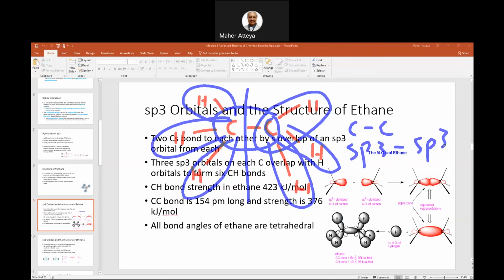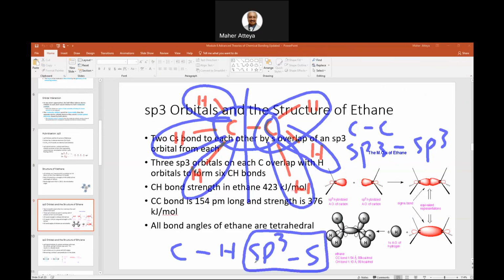The carbon-hydrogen, though, as we said before, is sp3 from carbon and s from the hydrogen. So if you are asked about carbon-carbon in ethane or carbon-hydrogen: between carbon and hydrogen is sp3-s, between carbon and carbon, sp3. It is tetrahedral. The angle is 109.5. So using the Lewis structure, I can determine what type of hybridization I'm dealing with, correct? So let's take another one.